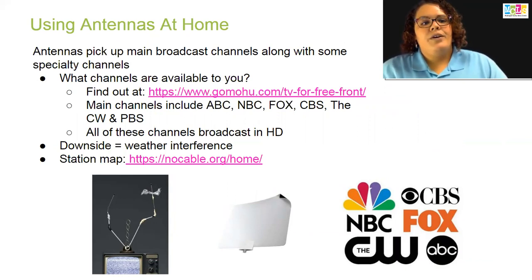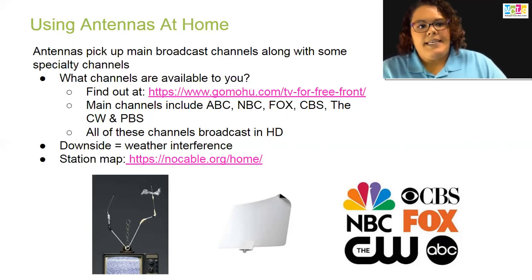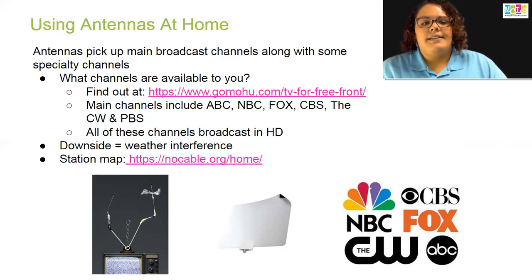So if you go to this website, GoMohu, with this link here, you can put in your zip code and they will tell you different devices that you could get and what channels they'll give you. The main channels you can get through antennas are ABC, NBC, Fox, CBS, the CW, PBS, those local channels. And they're all broadcast in HD with the HDTV antennas. So that's really a good replacement for cable.